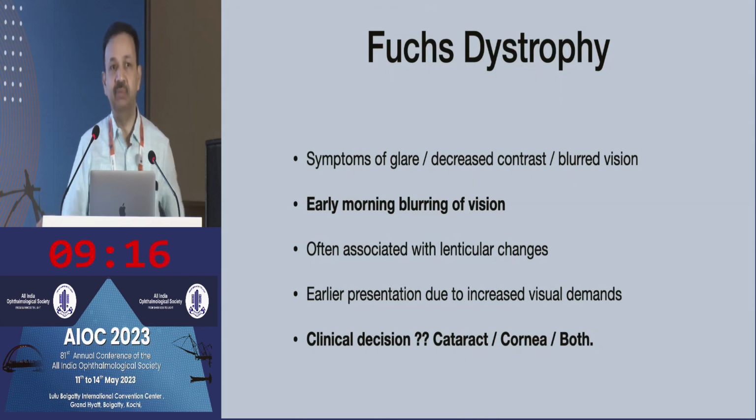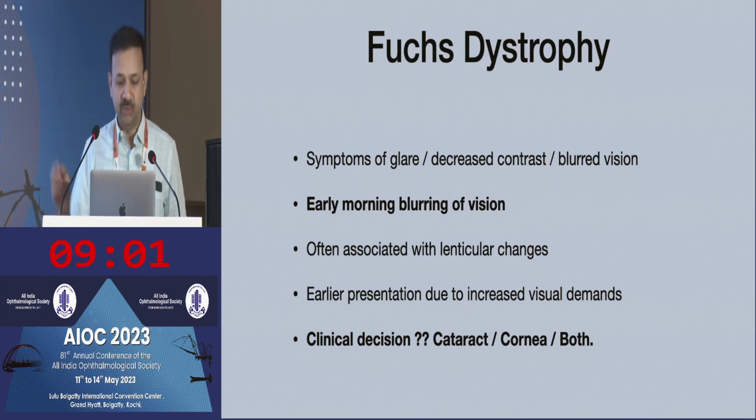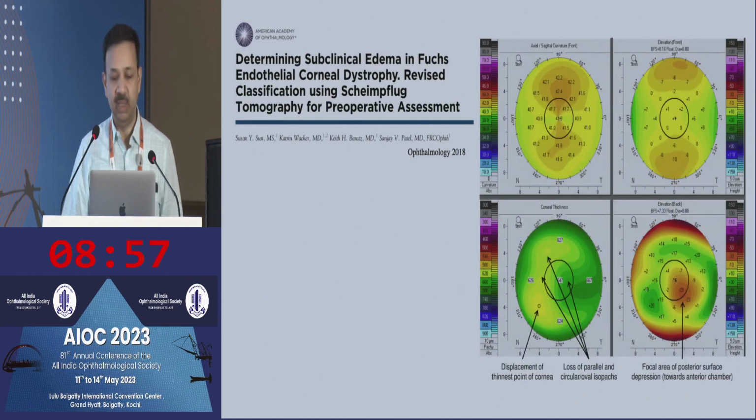Patients can have symptoms of glare, decreased contrast, blurred vision because of Fuchs dystrophy, but these are symptoms which are similar to what you get with cataract as well. But if your patient typically says that when I get up in the morning, my vision is blurred and it gets better during the course of the day, keep a watch for whether the patient has a Fuchs dystrophy.